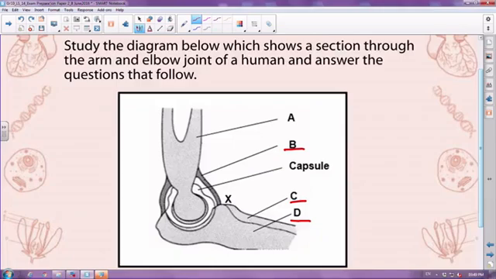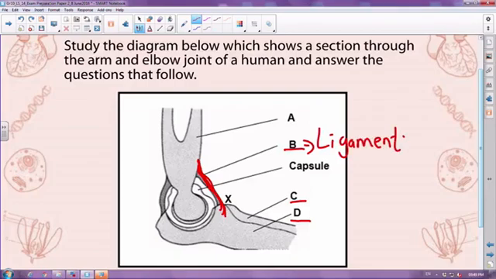Now, if you have a look at number B, it goes from here to here. What is that? That is a bone joining with a bone. So number B, from our mammalian tissue, even if we might not remember the joints, a structure joining bone to bone is called a ligament.